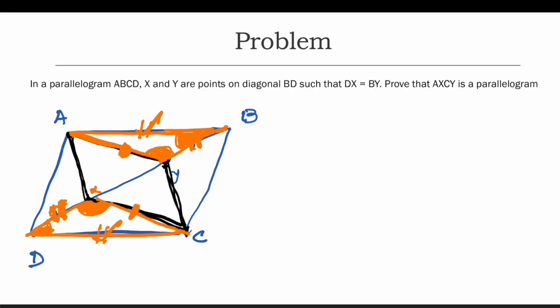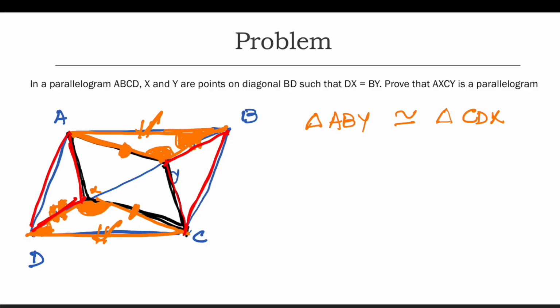So based on this, as we said, ABY is congruent to triangle CDX. And similarly, if you look at this triangle, which is BCY, it will be congruent to triangle ADX. So triangle ADX will be congruent to triangle CBY.